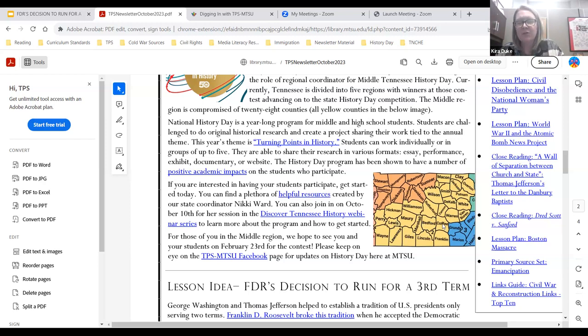This is a competition for middle and high school students. So students must be in grades 6 through 12. So keep that in mind, but it doesn't necessarily have to be Tennessee or even U.S. history related. Again, we just focus it on U.S. history because that's where the Library of Congress has the best stuff.